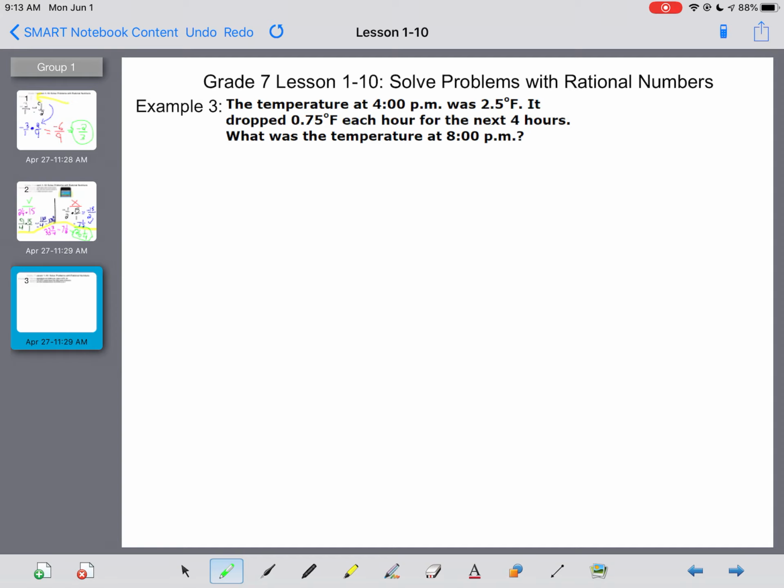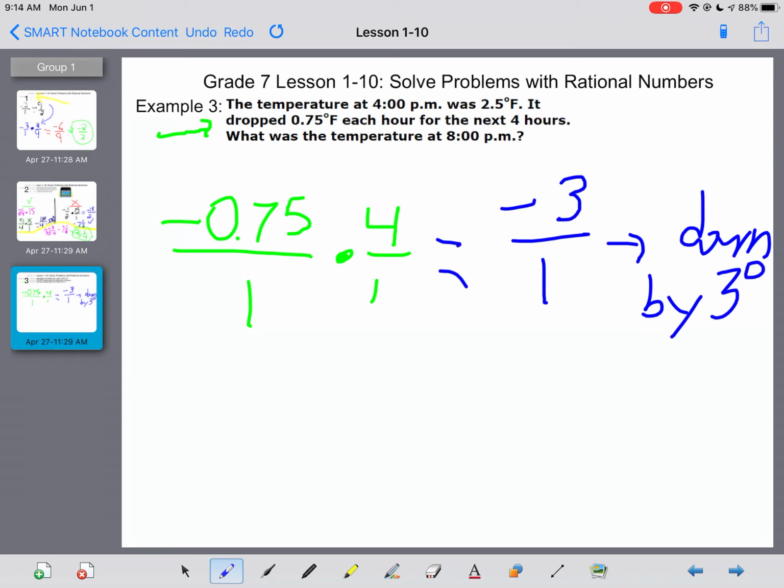So this means the temperature went down by 3 degrees. It went down by, this is the degree sign, the little circle. So negative 3 means the temperature went down by 3 degrees. It's the same thing as negative 3.